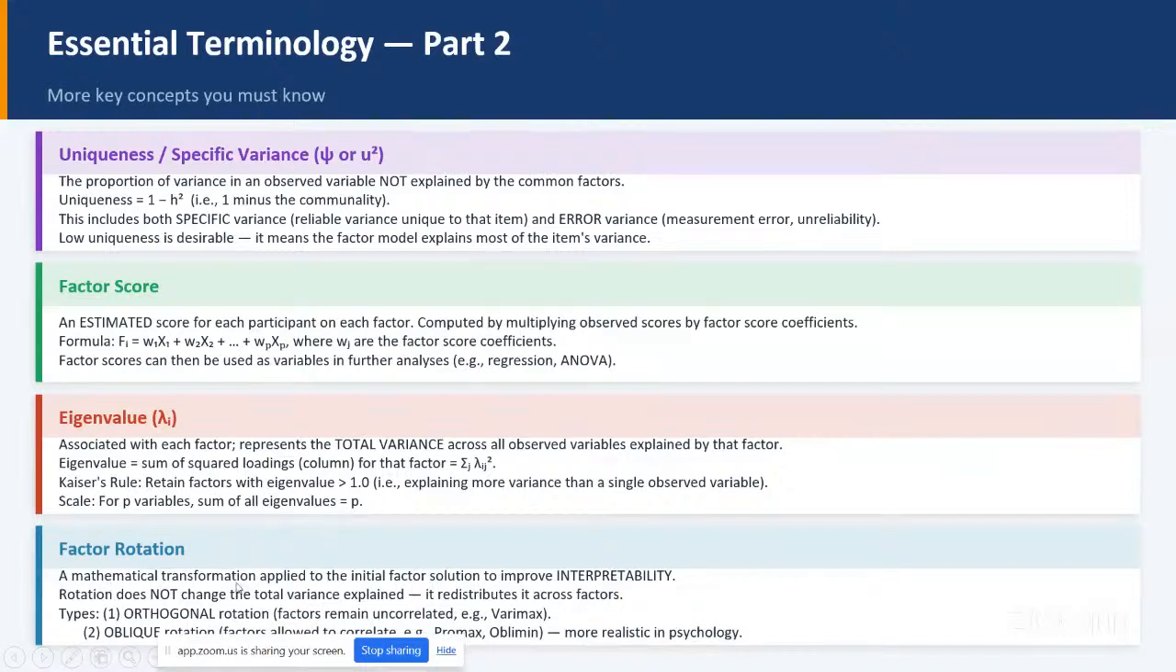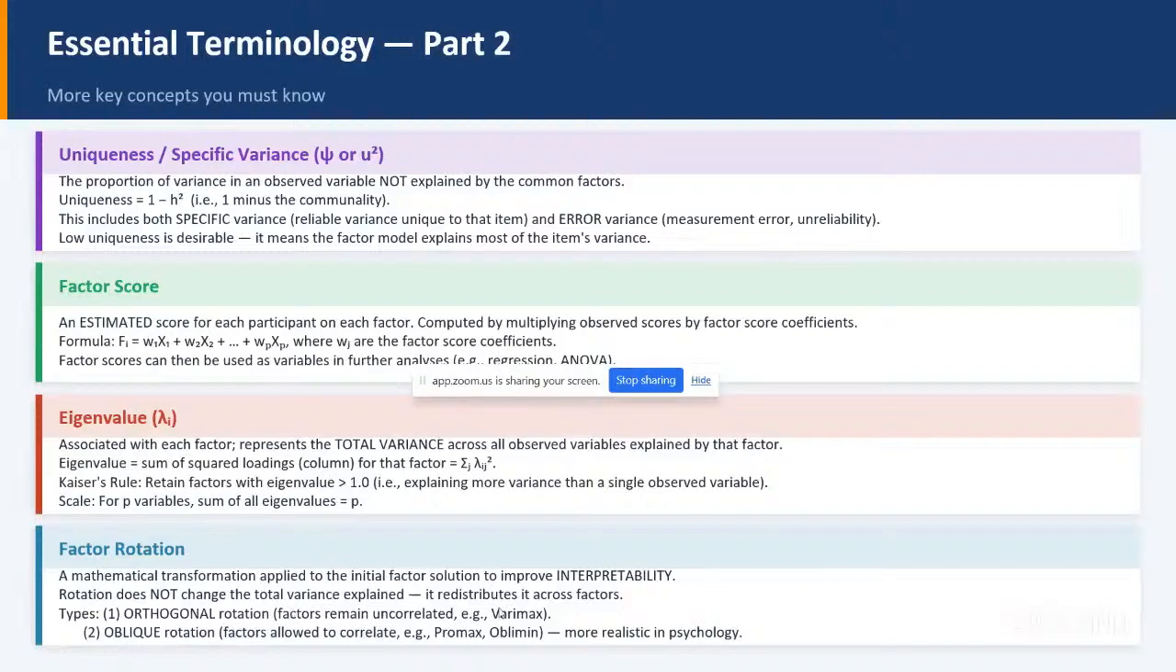Factor rotation is a mathematical transformation, like we use it when we have non-normal data. This is a mathematical transformation applied to the initial factor solution to improve interpretability. Rotation does not change the total variance explained, it just redistributes it across factors. Two types of factor rotations are there: orthogonal rotations, an example of which is varimax, and oblique rotation, an example is promax. The second one is more realistic for use in psychology.